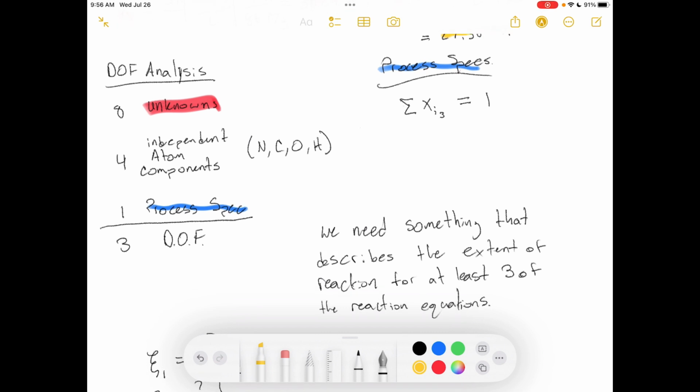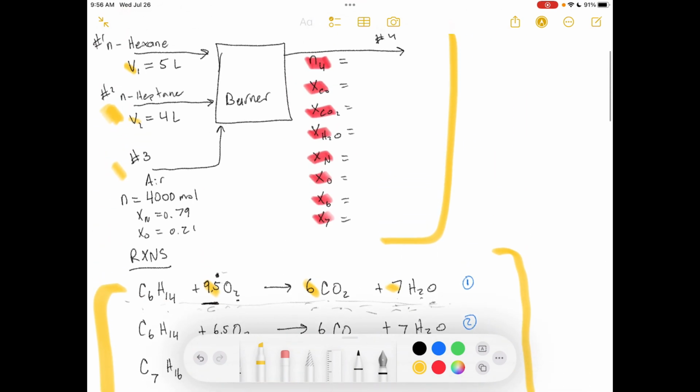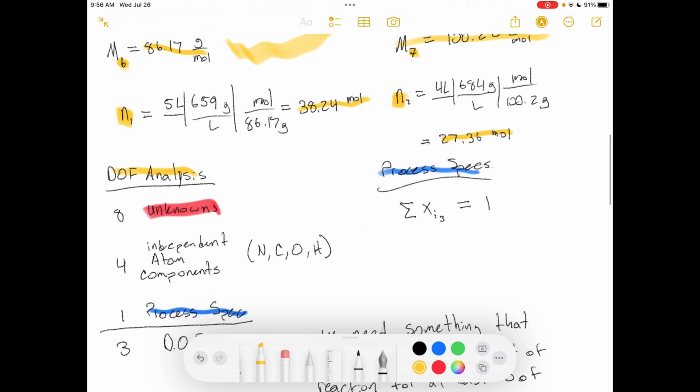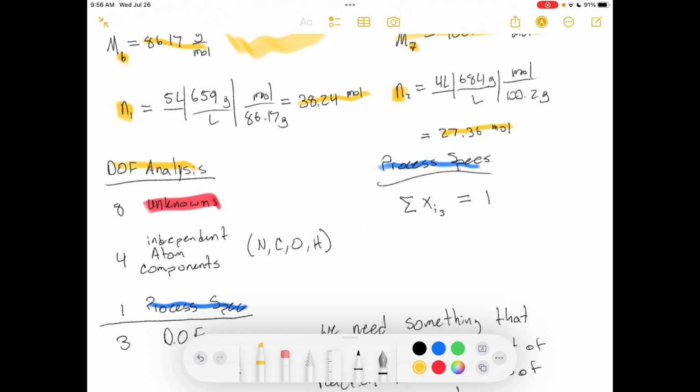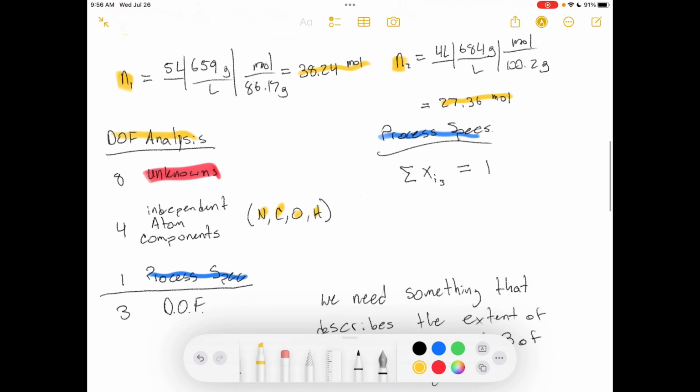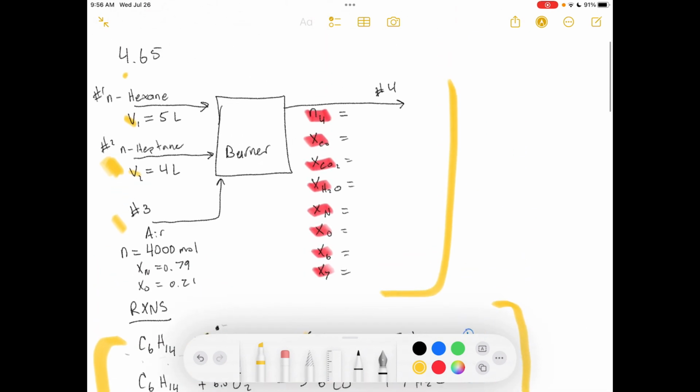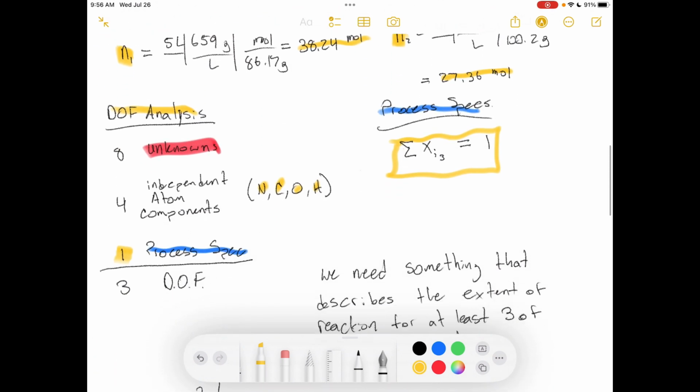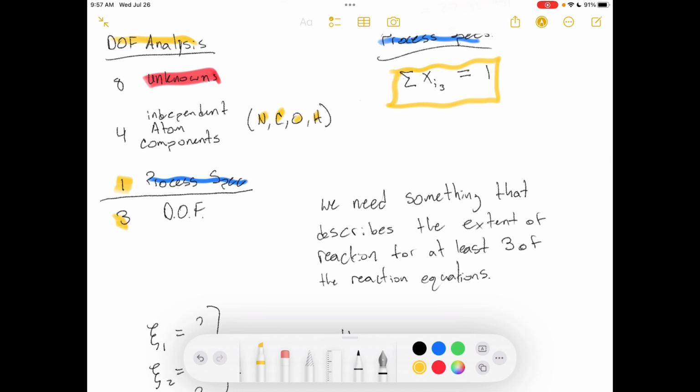Okay, so now we can do the degree of freedom analysis, right? So our degree of freedom analysis, we have 8 unknowns. Just count all those up right there. How many independent atomic equations do we have? Well, we have nitrogen, carbon, oxygen, and hydrogen. Okay, so that's 4 balances there. And then we have one process specification, which is that the sum of the mole fractions need to sum to 1. Okay, so the sum of these need to equal 1. Okay, so then that equals 3 degrees of freedom.